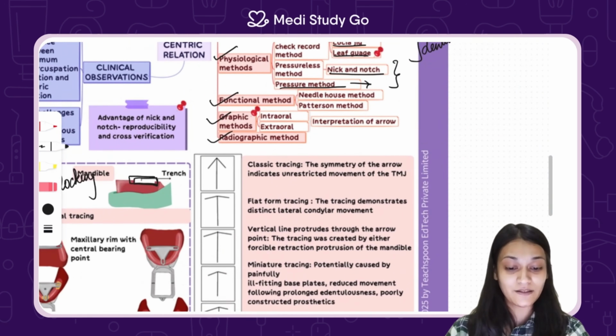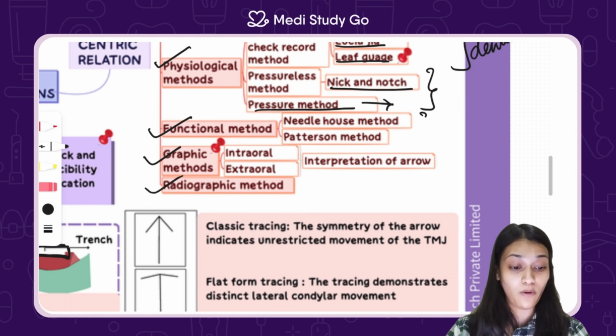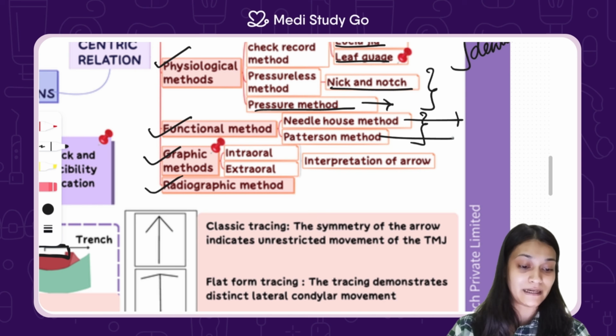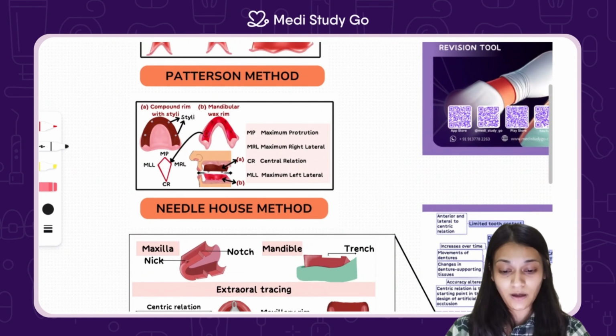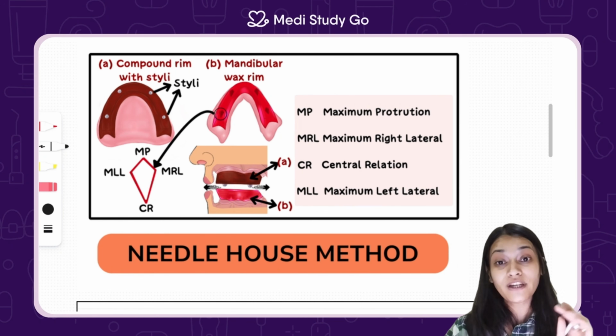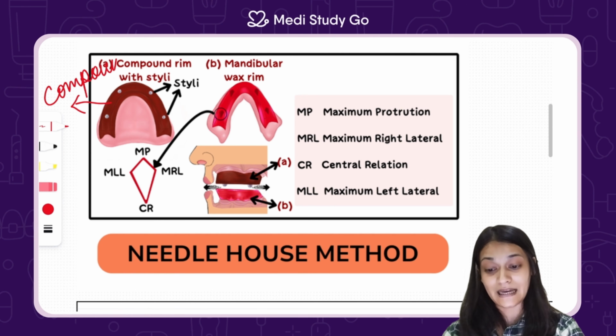Then we have the next method, that is functional. So we ask the patient to perform all the functional movements. It can be Needle House and Patterson. So let's just discuss the functional methods again. When I talk about Needle House, what I do here is that I replace my wax rim with the compound rim, and I place styli. So it is basically your metal pin kind of structure that is placed into your maxillary rim.